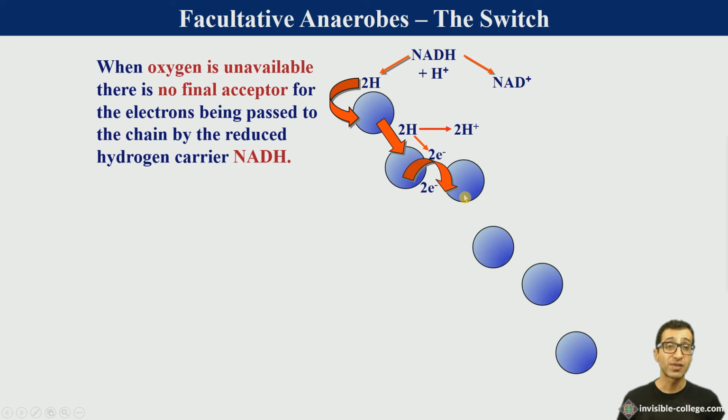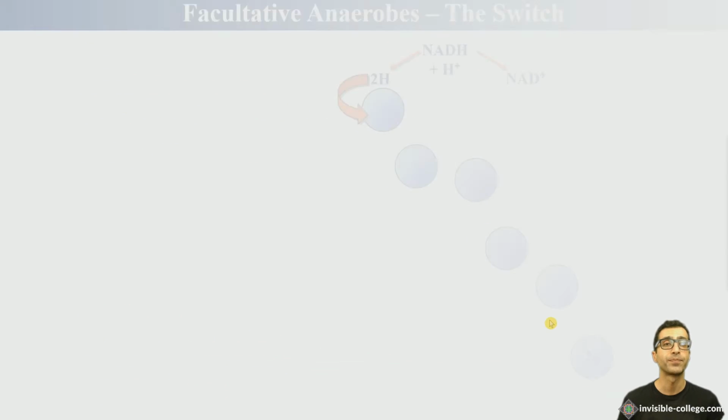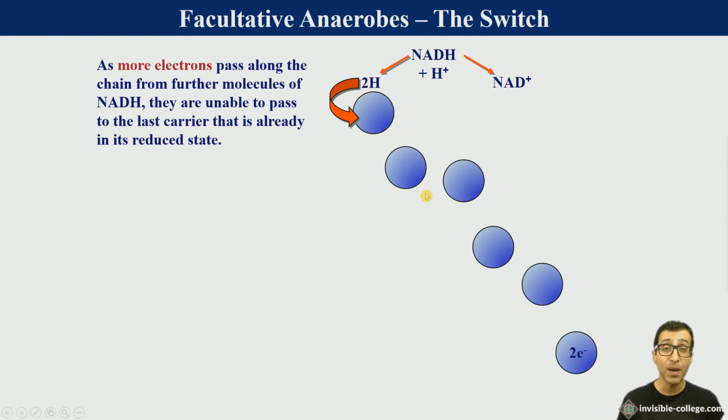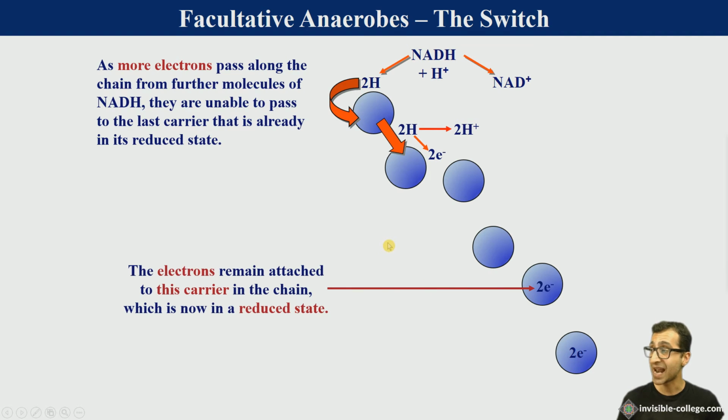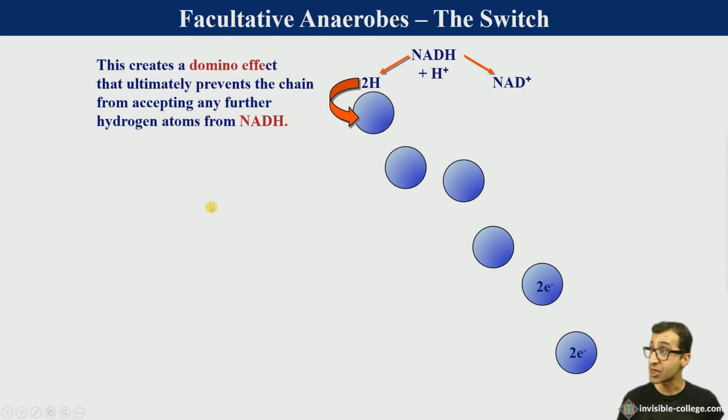If there is no oxygen to accept that final electron, the electrons will remain attached to the last carrier in the chain, which is now in a reduced state. As more electrons pass along the chain from further molecules of NADH, they are unable to pass to the last carrier, which is already in a reduced state. The consequence is that the electrons remain attached to these carriers, and those carriers remain in a reduced state. This essentially creates a domino effect, which effectively stops any further hydrogen atoms being accepted to form NADH.